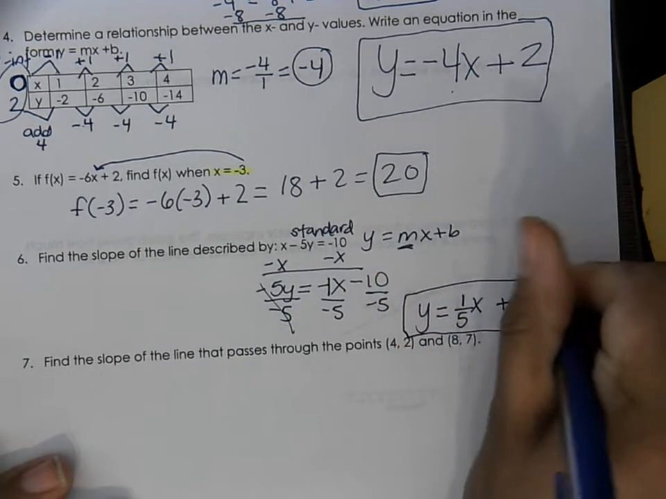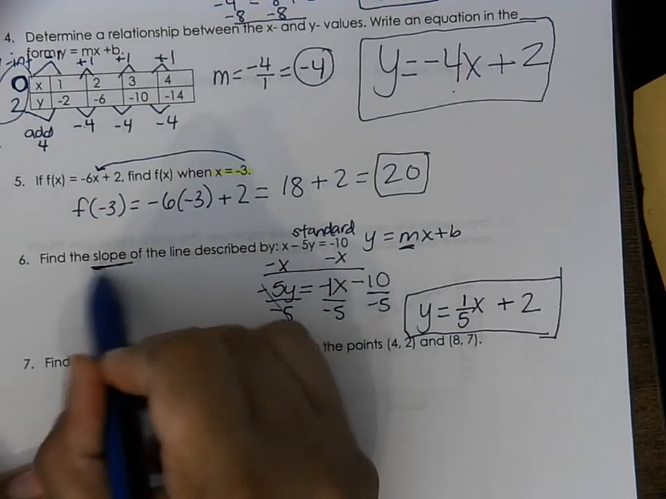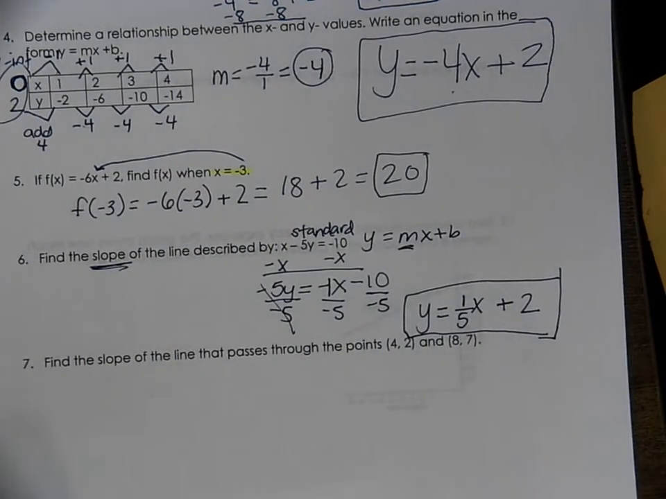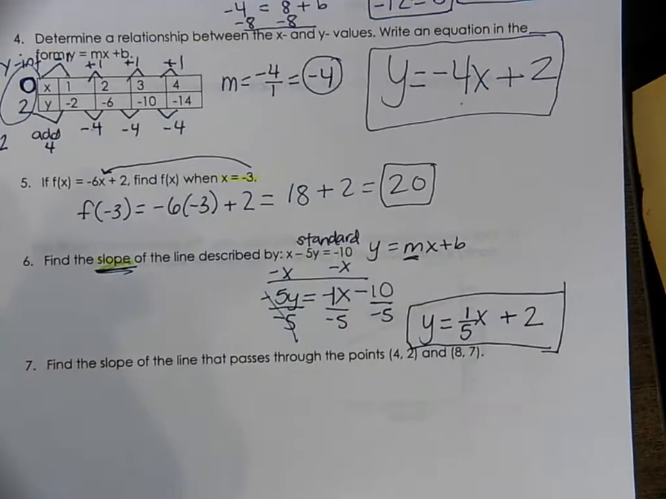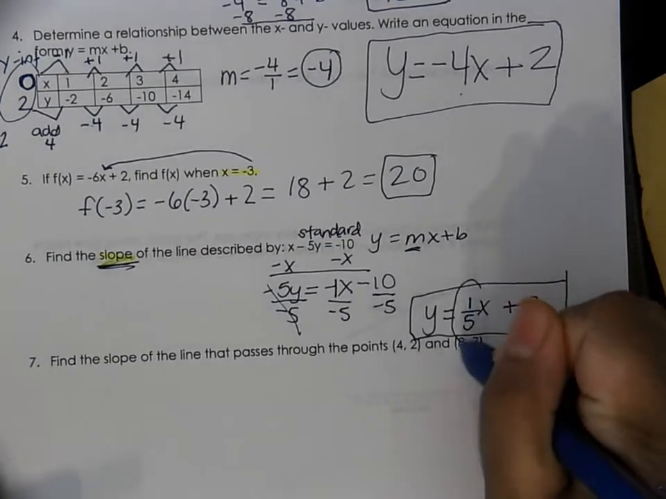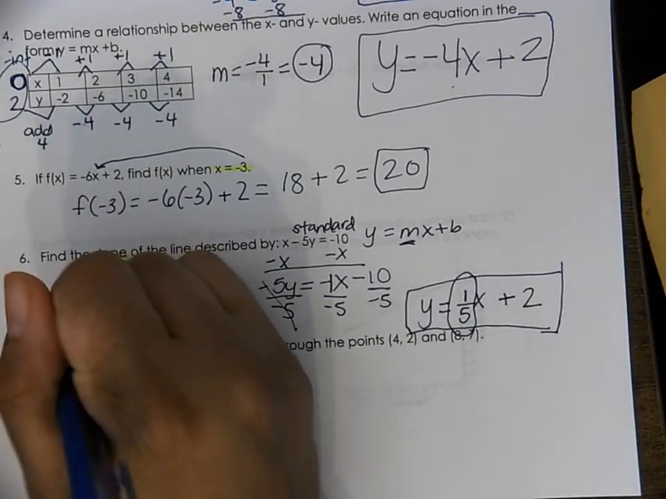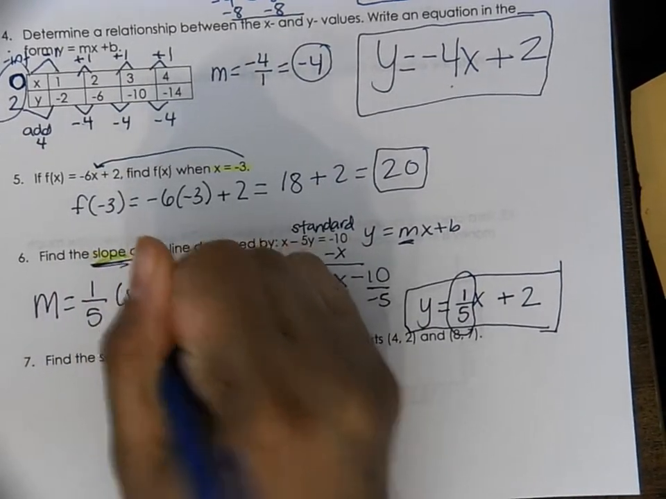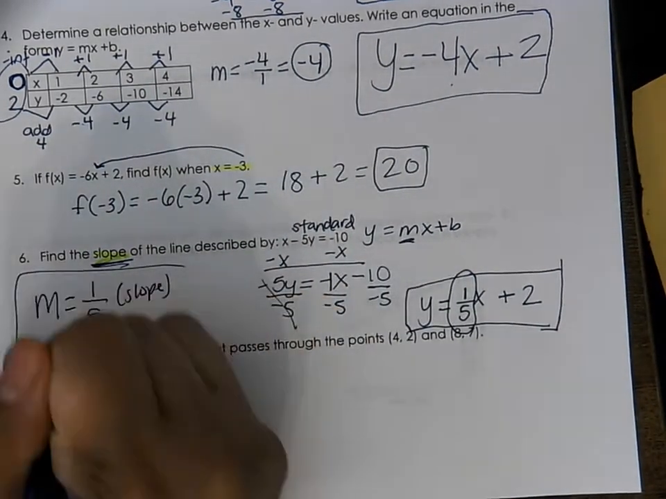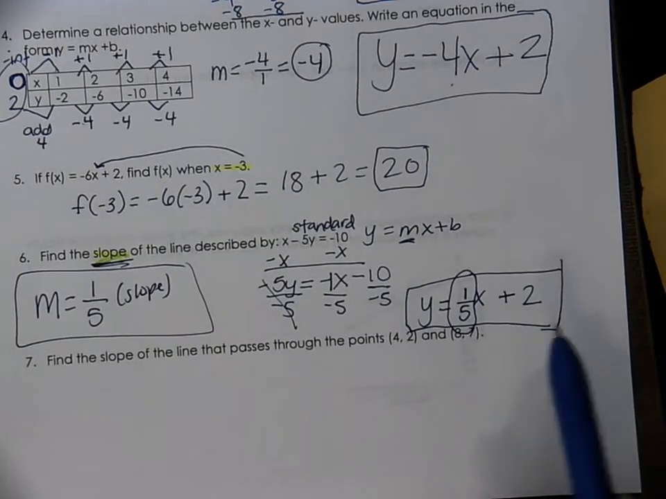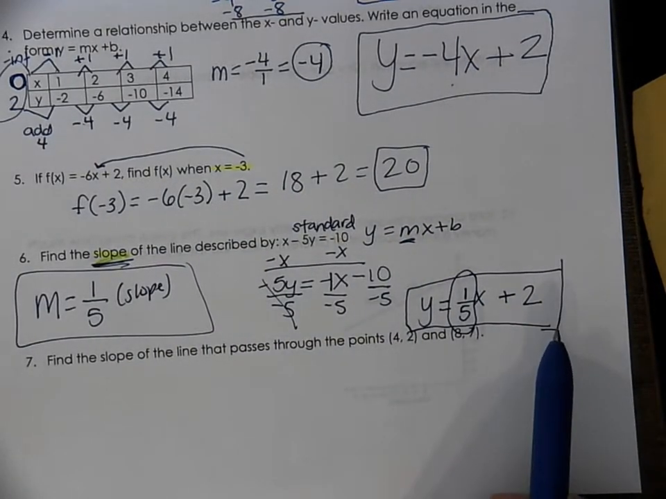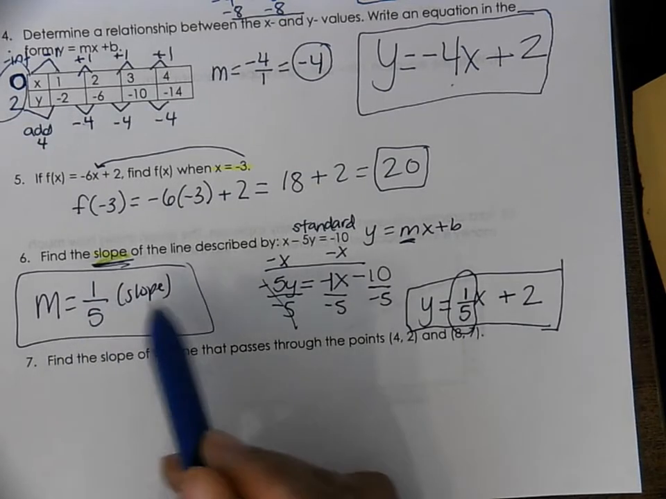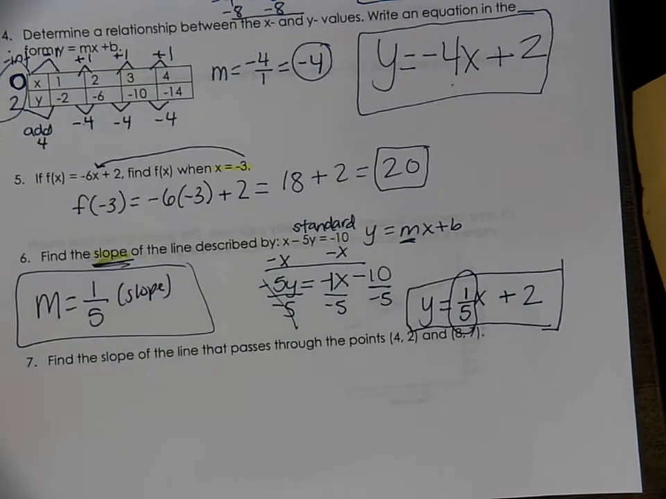This is how I would write my answer, but the final answer says find the slope of the line, right? So if we're trying to find slope, I need to grab this 1/5. So my m, or my slope, is 1/5. Just put that in parentheses. This is the final answer. The equation just helped me get to that final answer, but I did need to write my final answer as the slope.